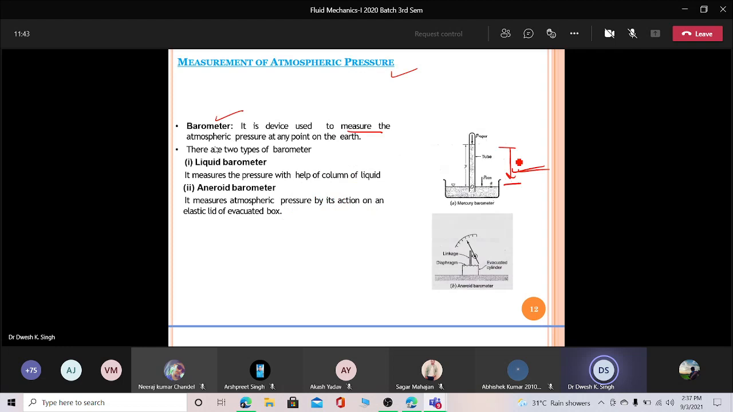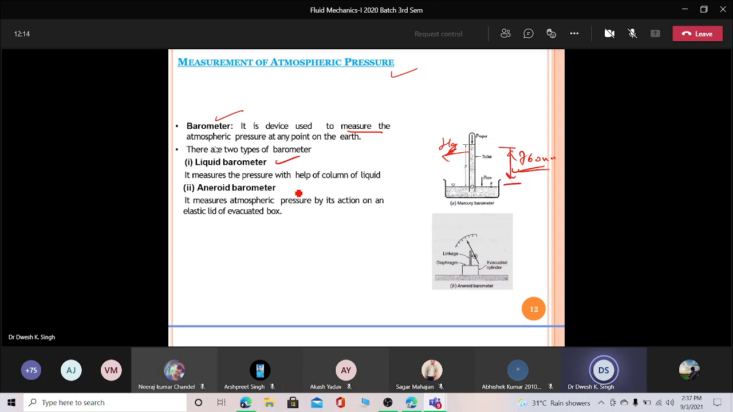If you are using water, it will go to about 10 meters, or in feet about 33.9. So this amount of pressure you will feel. These are some of the instruments used for measuring this pressure, like the liquid barometer. So this is your liquid barometer, and this is an aneroid barometer. It measures the atmospheric pressure by the action of an elastic lid of an evacuated box.